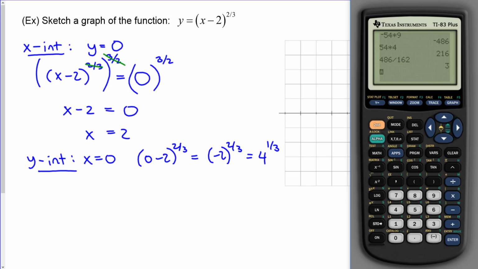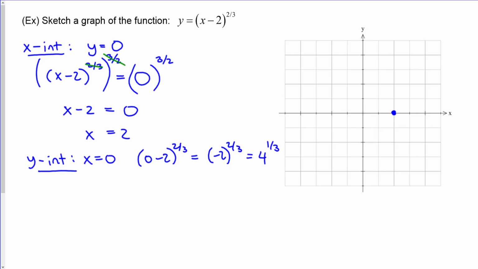In order to get that, what we do is press the math button, and that gives you a cube root function. So the cube root of 4 is 1.587. Even if you didn't know that that was a cube root, you can still raise it to the 1/3 power, and the calculator does this in the same way. So 1.587, about 1.6. You can't be too accurate here, but there we are.